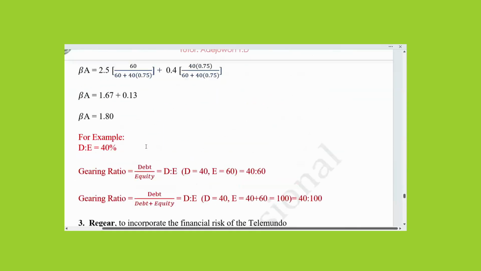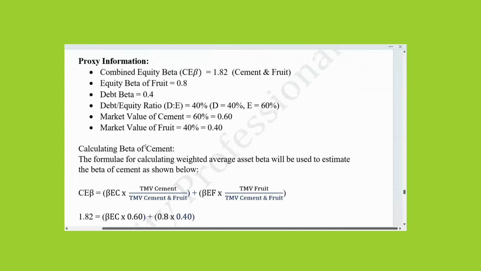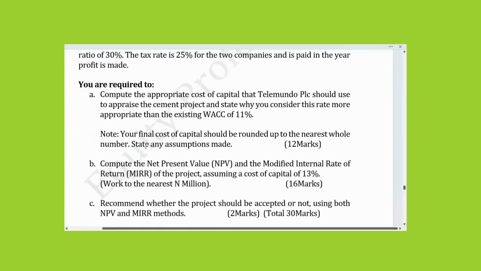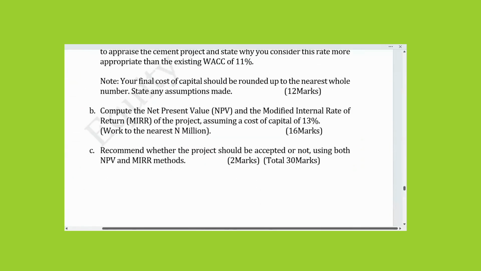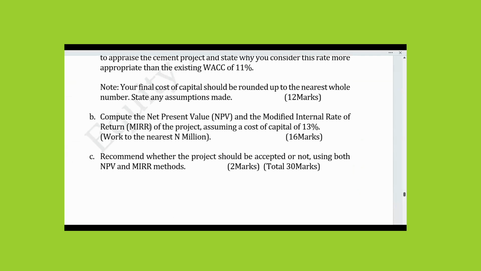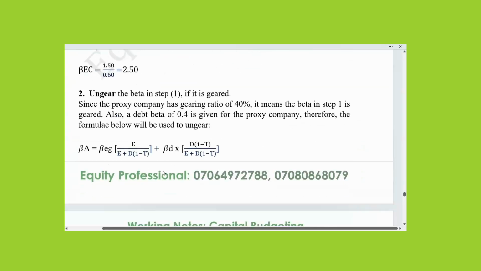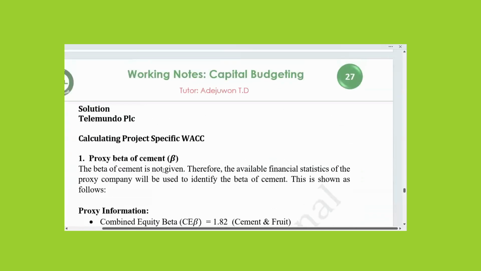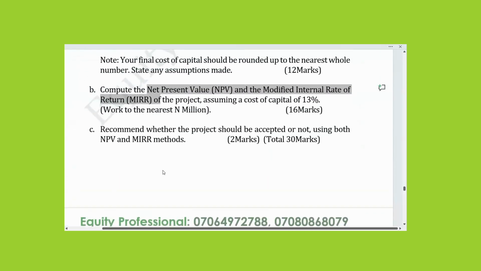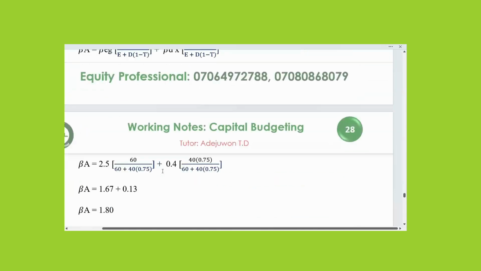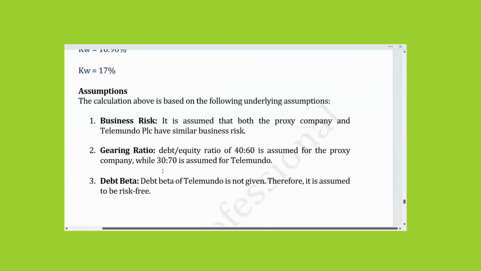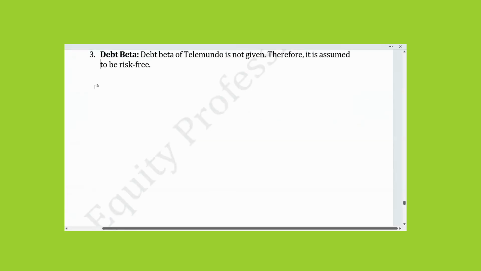End of requirement number A, 12 marks. I will then move to requirement number B. Requirement number B, you have 2 things to do. You have to compute net present value and then modified internal rate of return. How many marks is awarded for this? This is for 16 marks. Therefore, I want to calculate net present value.